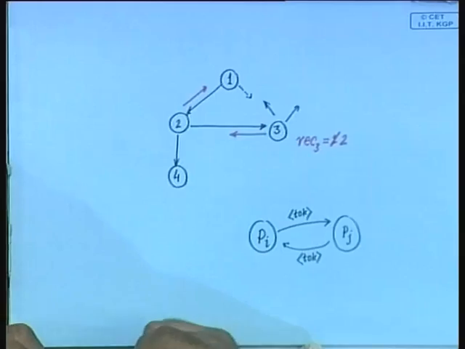Is that clear? This you have to understand very clearly, otherwise we will see a lot of algorithms where this understanding has to be there: regardless of the order in which the messages travel, a token will go from I to J and a token will go from J to I.